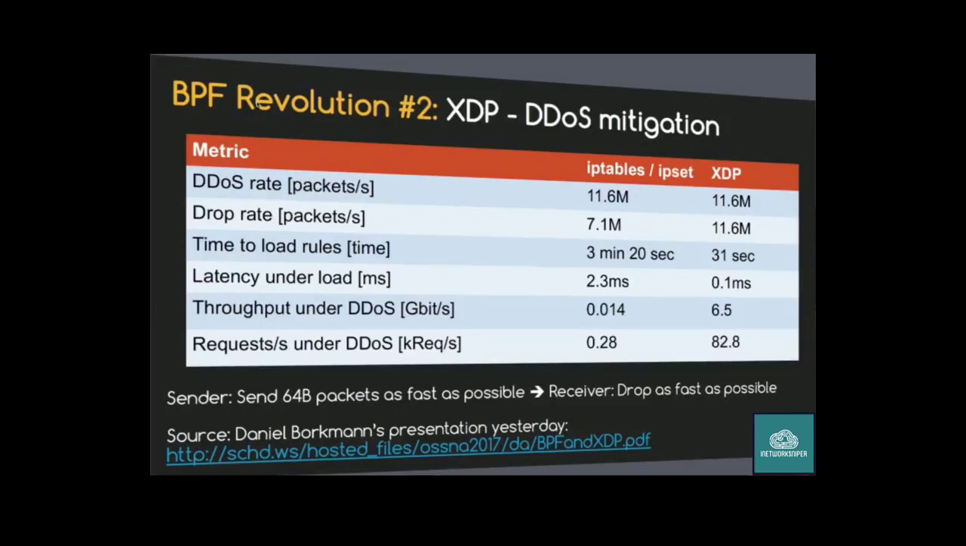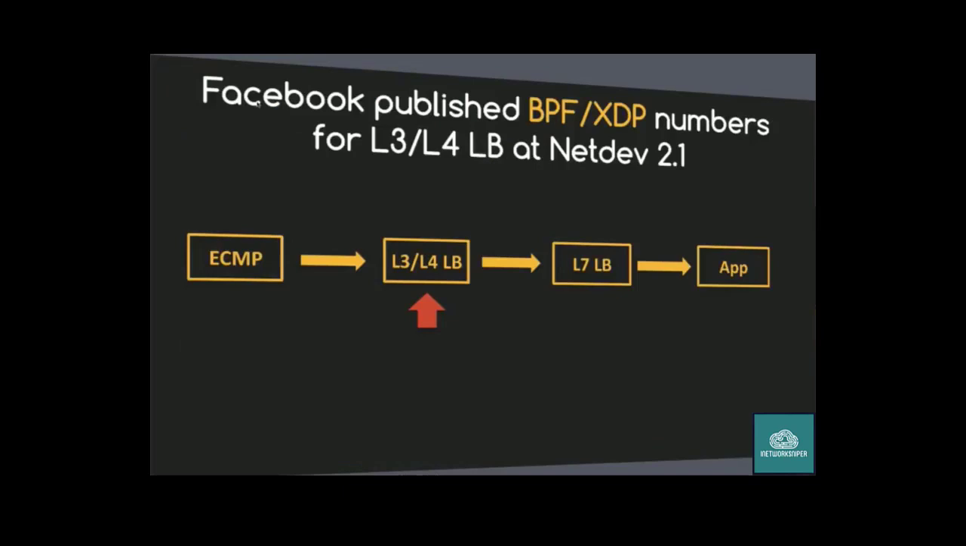This is one example. The second example I want to talk about is that Facebook published numbers at NetDev this year, and basically announced, I would almost say, that they're switching their layer 3, layer 4 load balancers over from IPVS, which is a Linux load balancer technology, to BPF XDP.